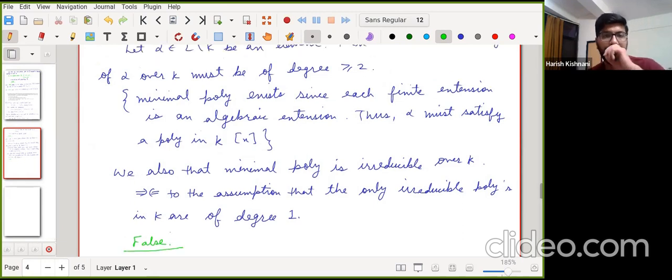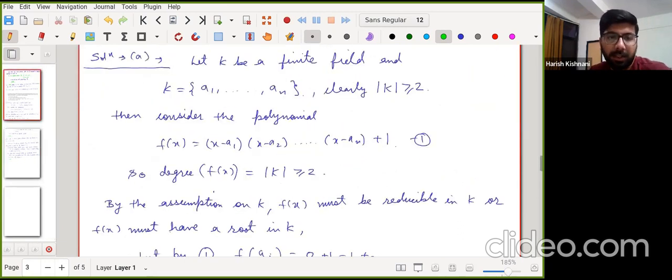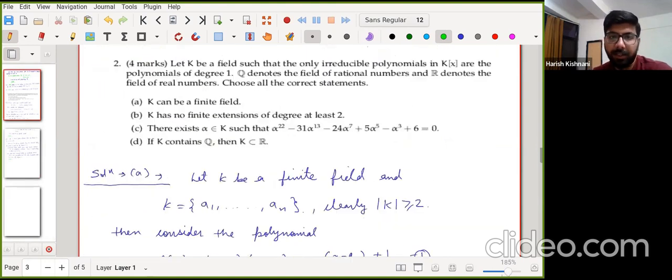Now let's move to part 3. It says there exists alpha in k such that alpha^22 minus 31 alpha^13 minus this big expression is equal to 0. So yes, what do you think? Is it true or not? Don't think too much about this polynomial.